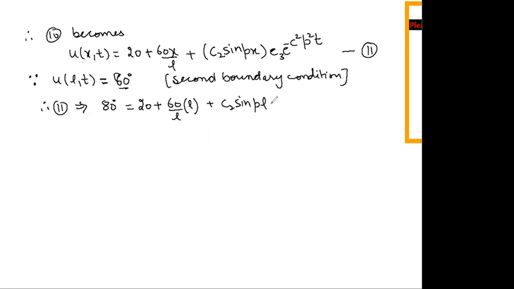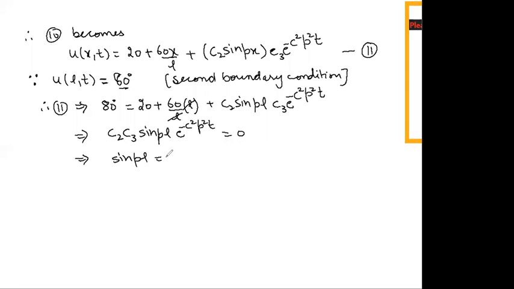C2 sin PL, C3 e to the power minus c square p square t. You can see that L into L is cancelled. This is 60 plus 20, equal to 80. 80 and 80 are cancelled. So we have C2, C3 sin PL e to the power minus c square p square t, and this is equal to 0. So this implies what?